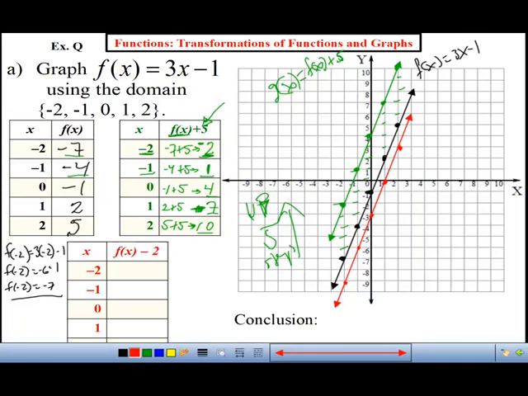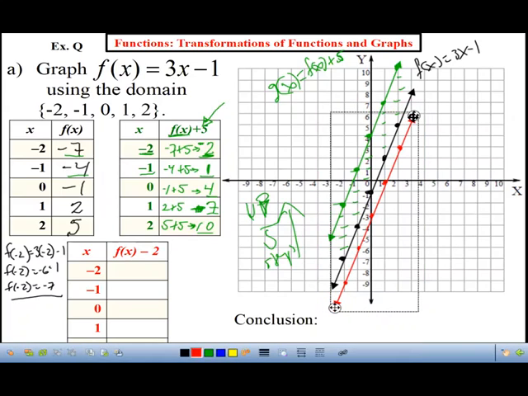Let me align it because it's a little crooked. All right. And what are we going to label this one?